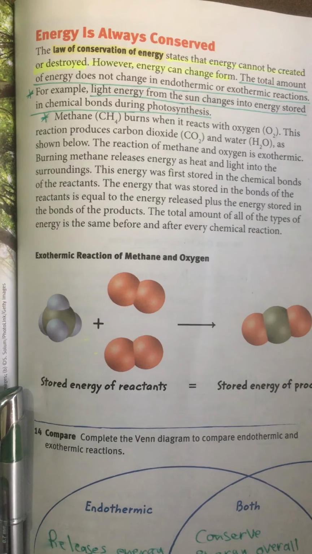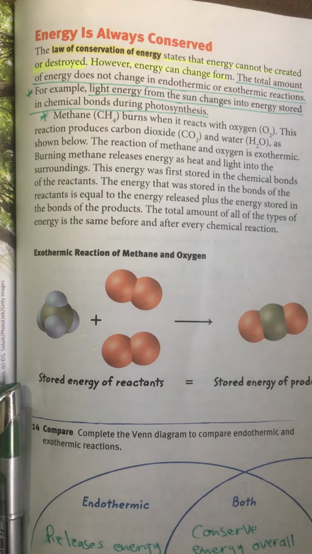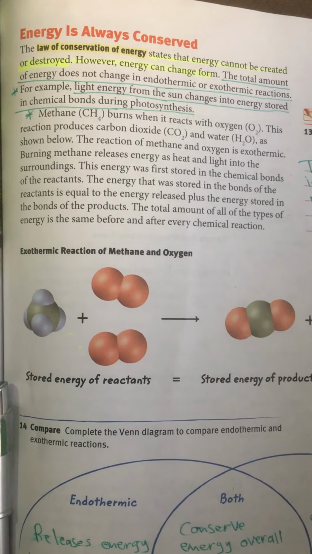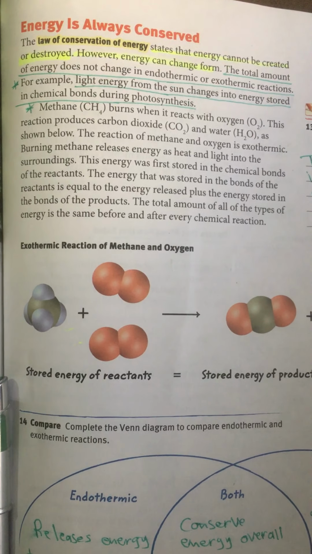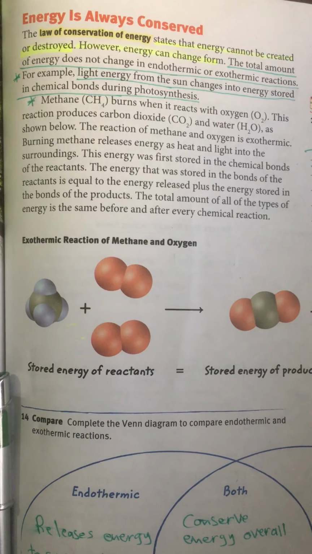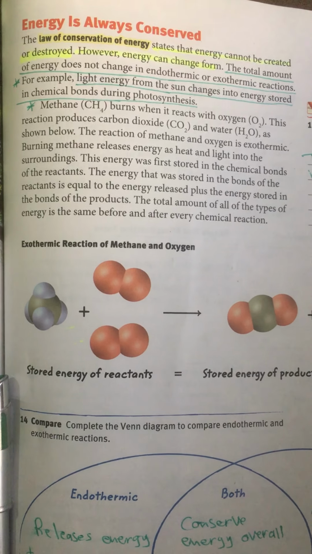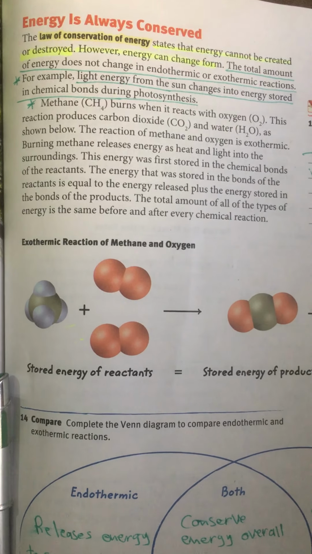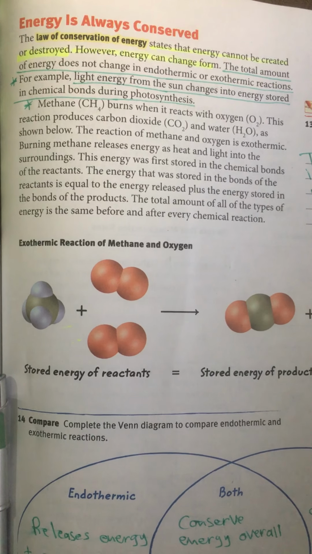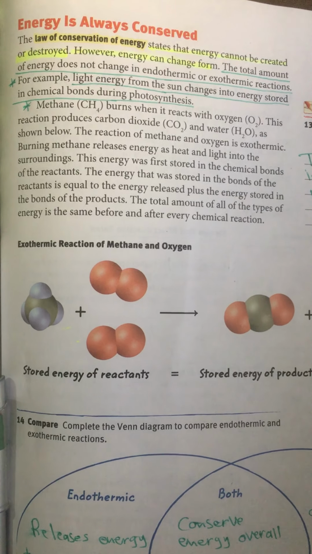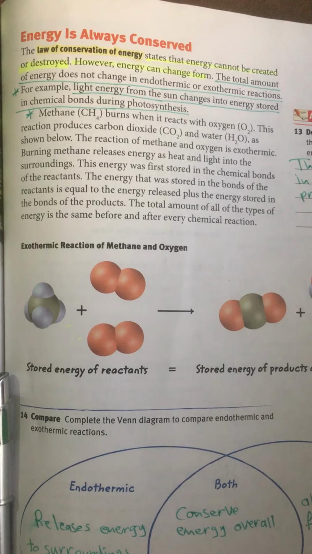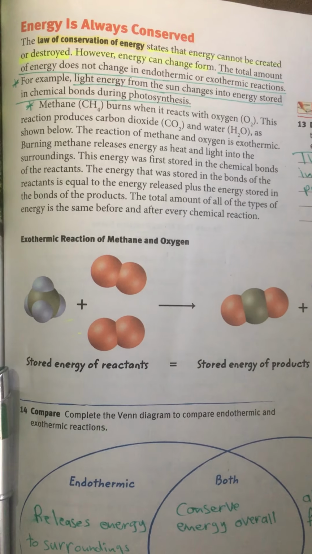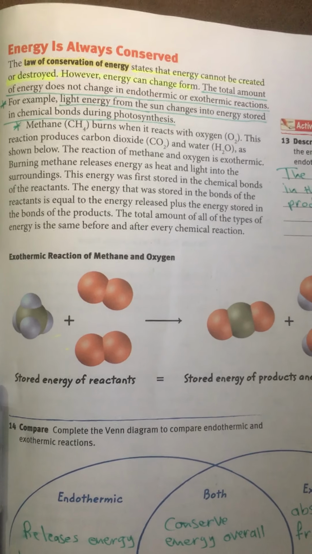Now, burning methane releases energy as heat and light into the surroundings. This energy was first stored in the chemical bonds of the reactants. So the energy that was stored in the bonds of the reactants is equal to the energy released plus the energy stored in the bonds of the products. So the total amount of all the types of energy is the same before and after every chemical reaction.